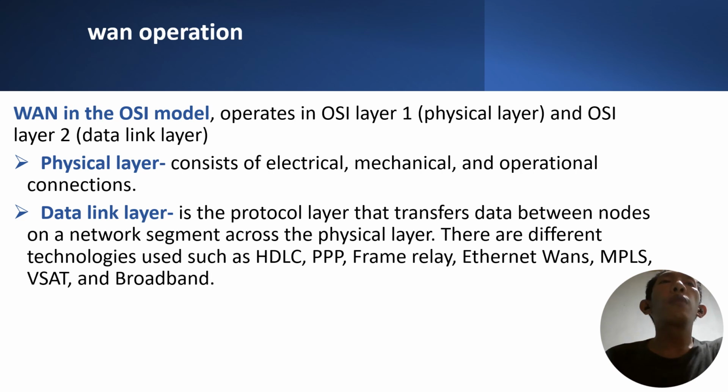WAN in the OSI model operates in OSI layer 1, which is the physical layer, and OSI layer 2, which is the data link layer. Physical layer consists of electrical, mechanical, and operational connection. Data link layer is the protocol layer that transfers data between nodes on a network segment across the physical layer. There are different technologies used, such as HDLC, PPP, frame relay, Internet WANs, MPLS, VSAT, and broadband.